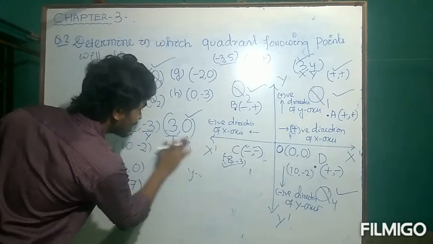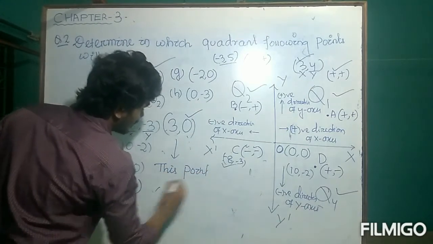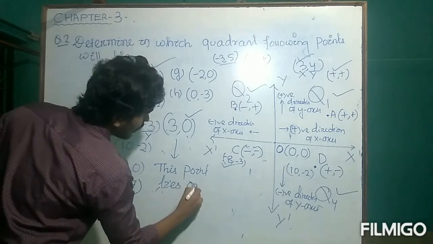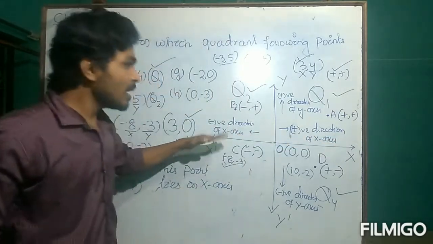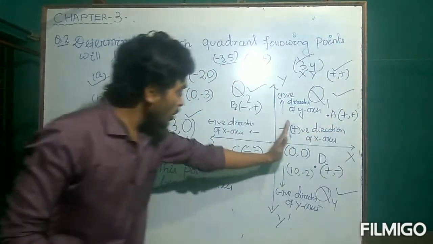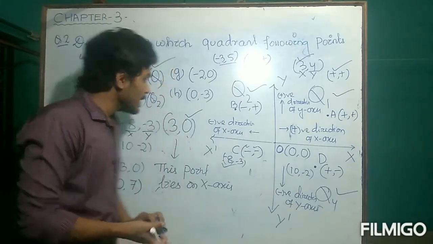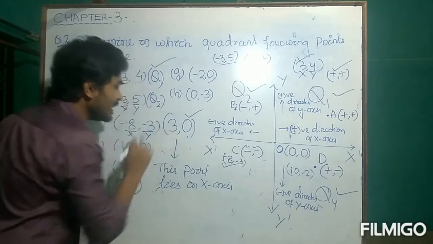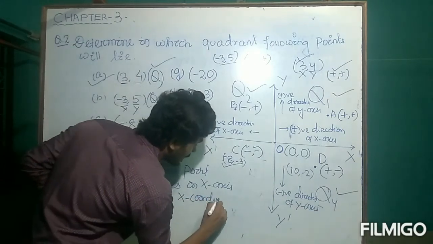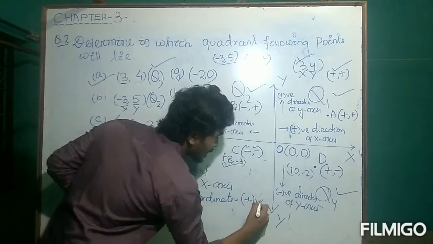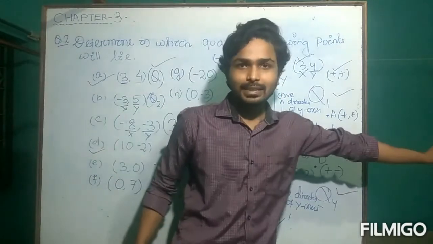So you can write, this point lies on the x axis. But the question is, though it lies on the x axis, is it towards the positive direction of the x axis or towards the negative direction? For this you have to determine the sign of the x coordinate. Here the x coordinate is 3 and its sign is positive. So you can write, the x coordinate sign is positive. Since the x coordinate sign is positive, it means it will lie on the positive direction of the x axis.